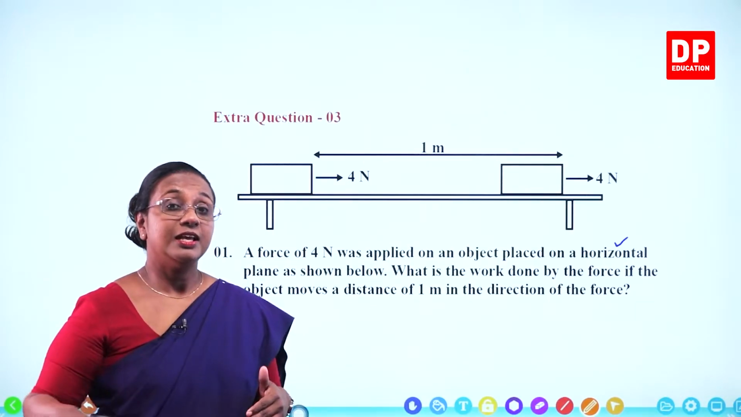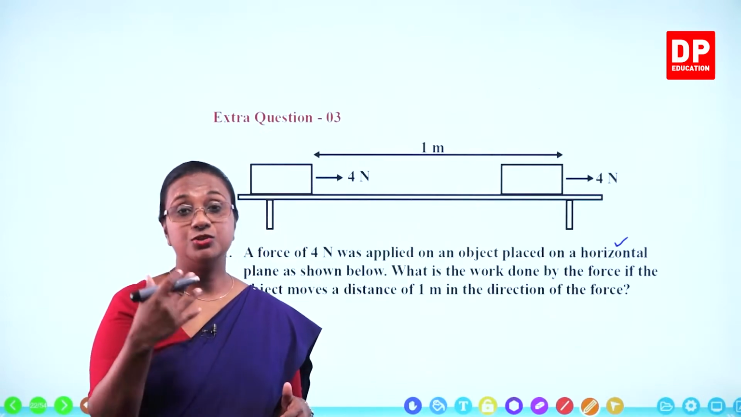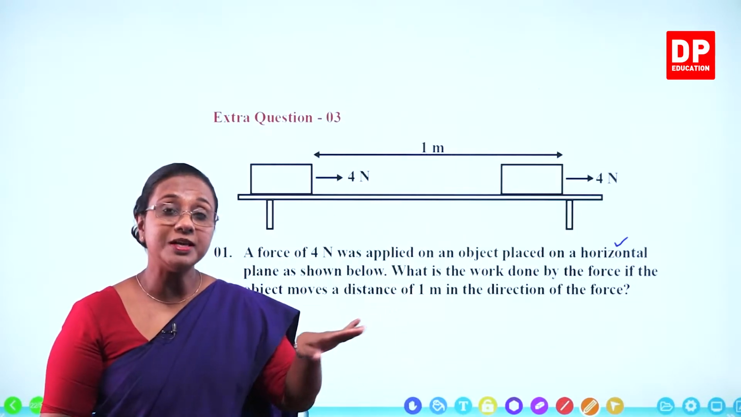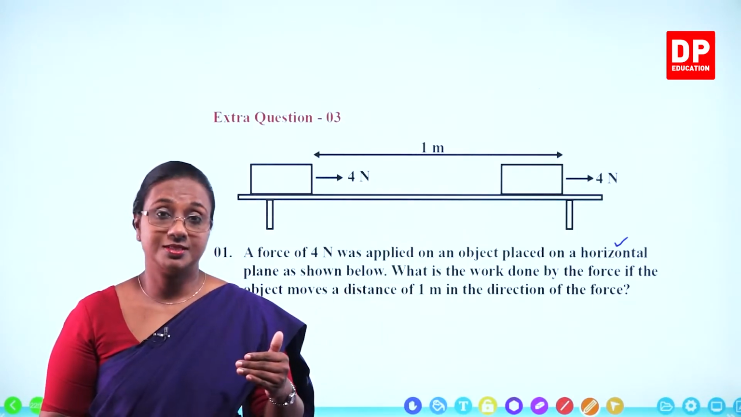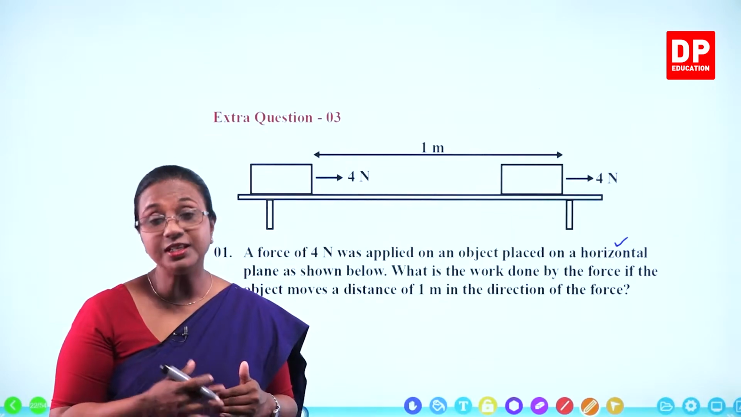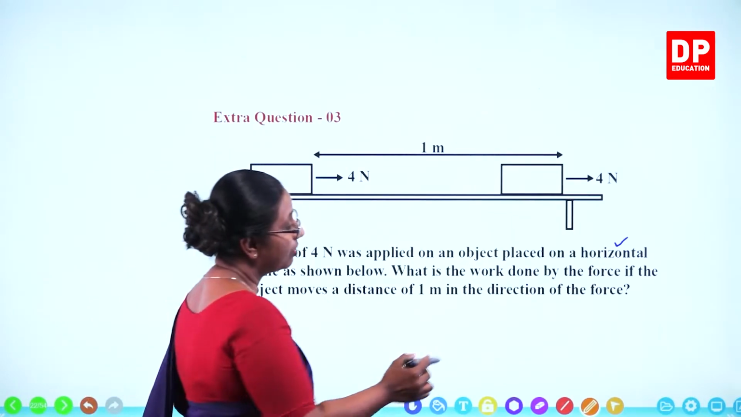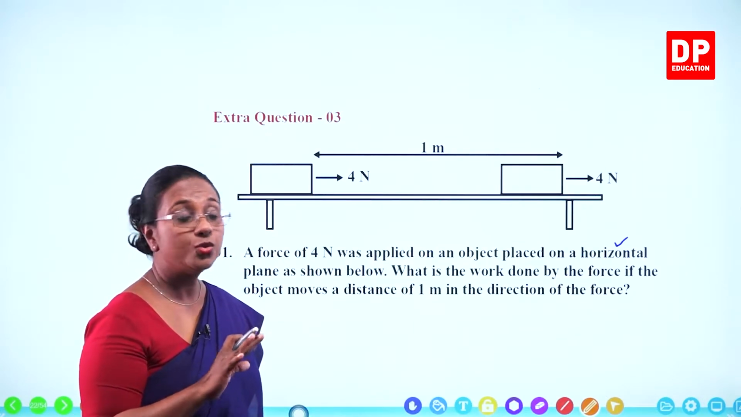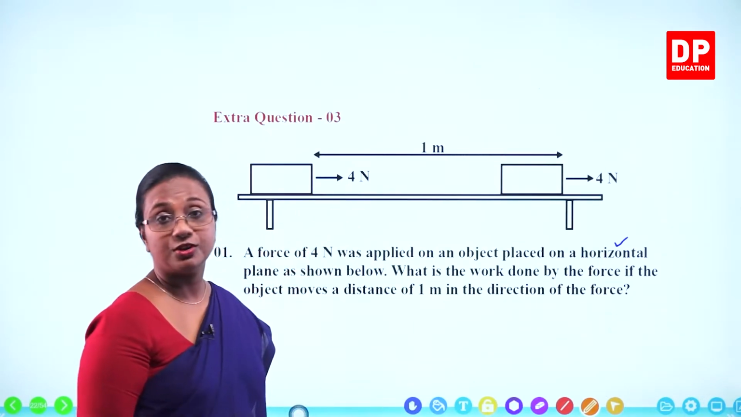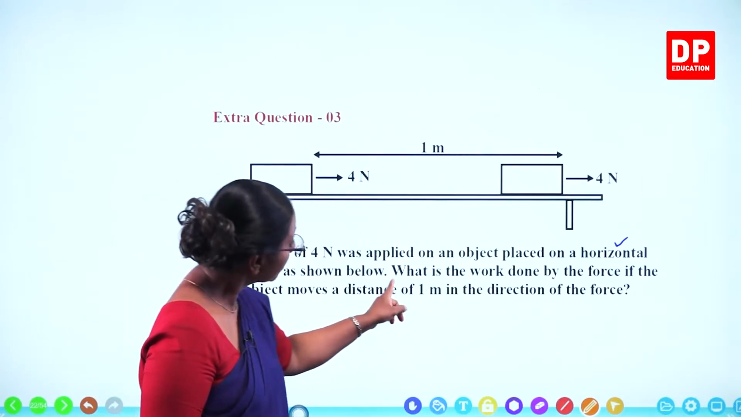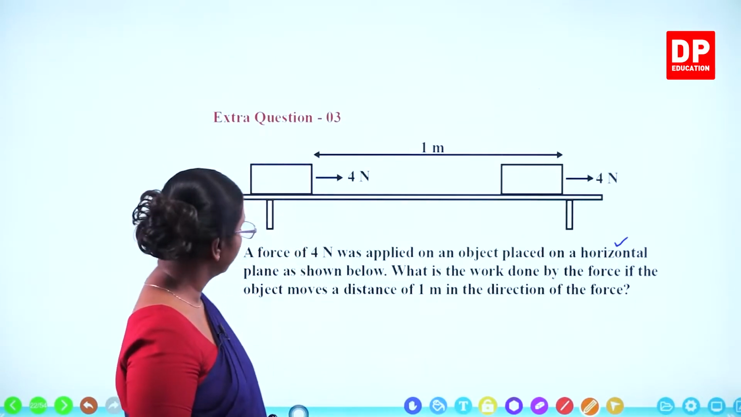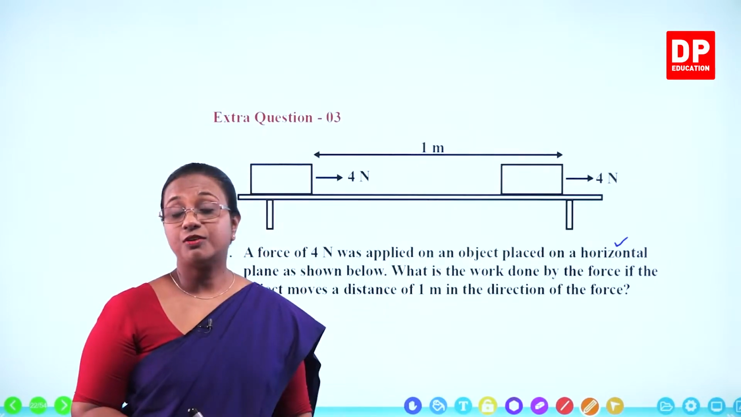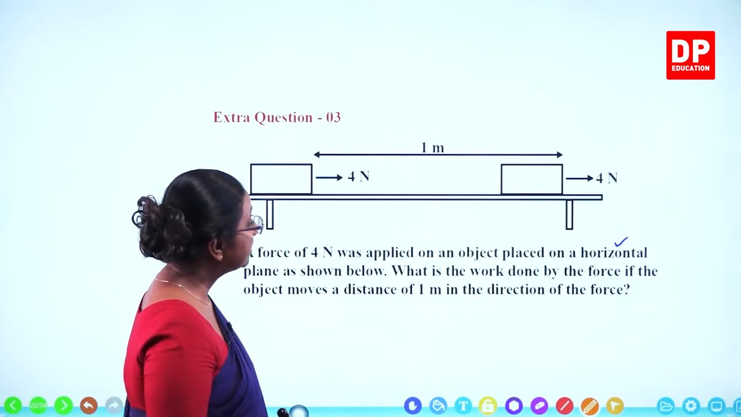You all know that if it is a flat road, you need to do work when you walk. But if it is a steep road, when you are coming down, you tend to move faster because there is the effect of gravity. So that is why they always mention horizontal table, horizontal plane, so that there is no other effect except the effect of the force applied. What is the work done by the force if the object moves a distance of 1 meter in the direction of the force? So what is the work done?